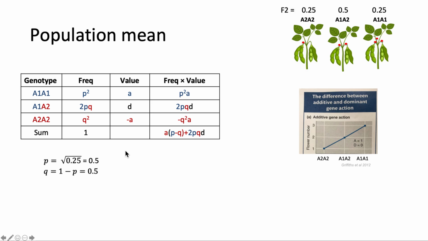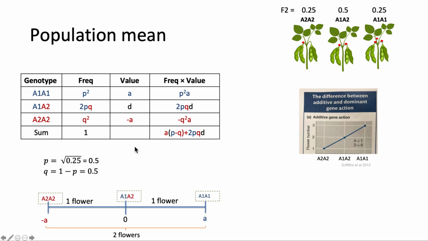First we need to estimate the allele frequency of P. As we know the frequency of the homozygous here is 0.5 for both of them, we just have to take the square root of that frequency, and that is equal to 0.5. Then we subtract that P from 1 to estimate the value of Q. So now we estimated that the allele frequencies P and Q are both equal to 0.5.